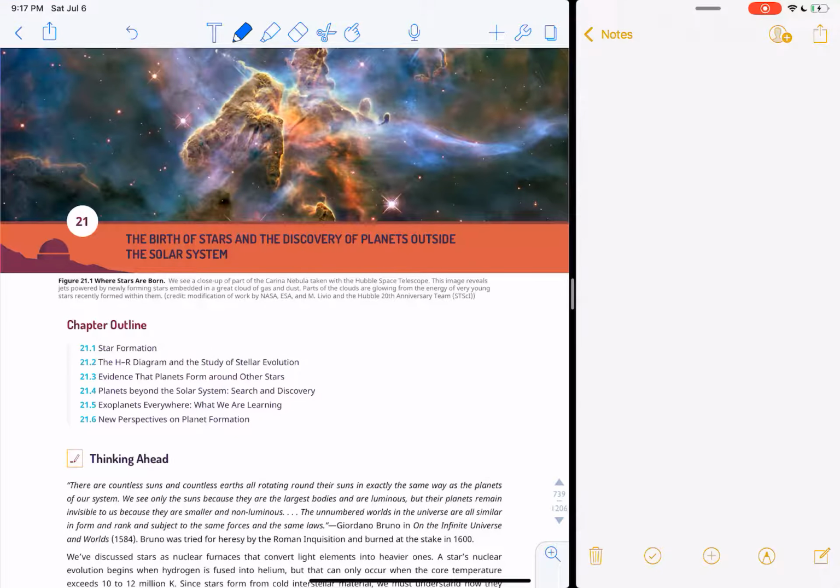Okay, so chapter 21, we talk about the birth of stars and the discovery of planets outside the solar system. Talk about star formation, how the HR diagram relates to that, evidence that planets form around other stars, exoplanets, what we're learning about them, and new perspectives on planet formation in the 21st century.